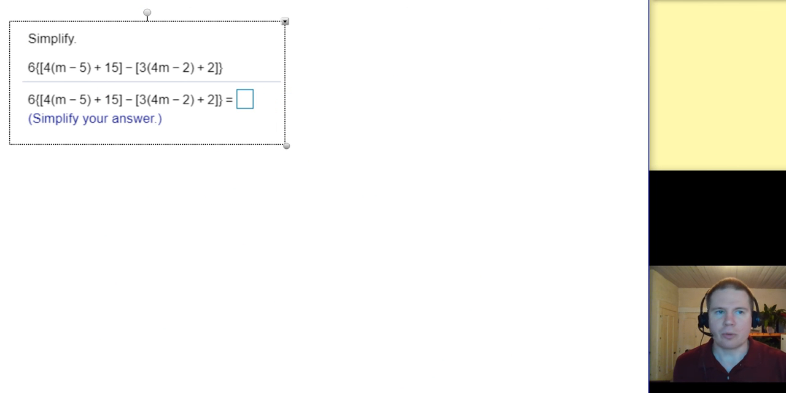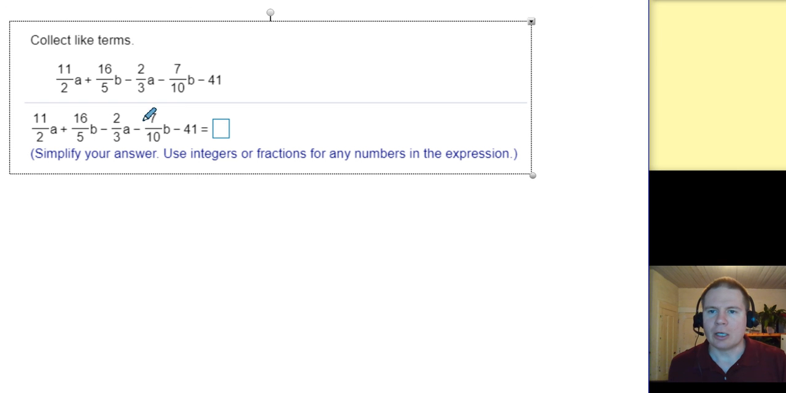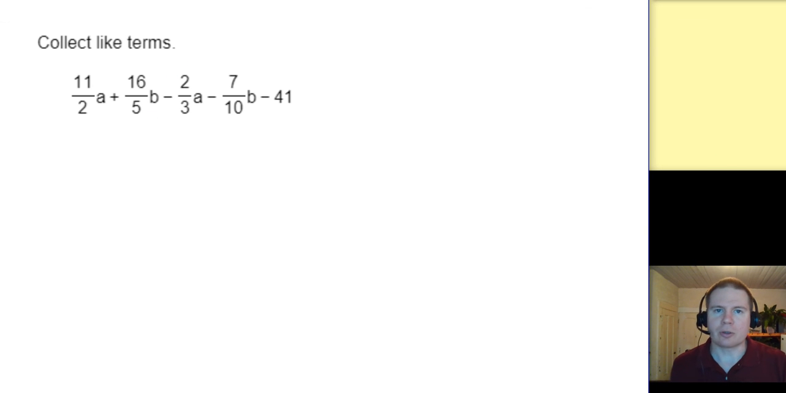Okay, one last problem here. Collect like terms. It doesn't even say simplify. So maybe that helped you guys out, recognize like terms are what we need to pay attention to. But we do need to simplify our answer. Right? So I'll look at a larger version here.